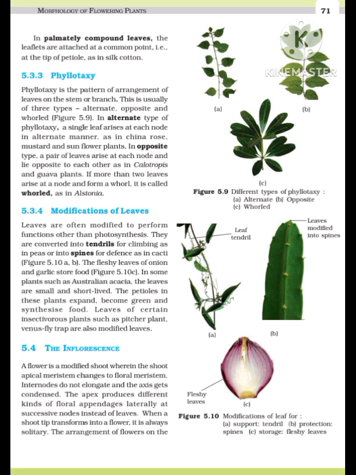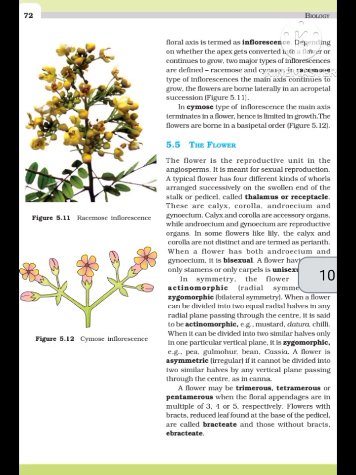Floral axis is termed as inflorescence. Depending on whether the apex gets developed into a flower or continues to grow, two major types of inflorescences are defined: racemose and cymose. In racemose type of inflorescences, the main axis continues to grow. The flowers are borne laterally in an acropetal succession.